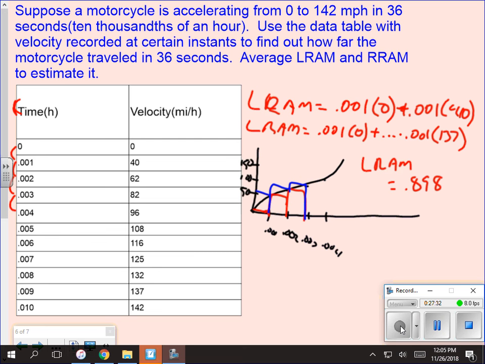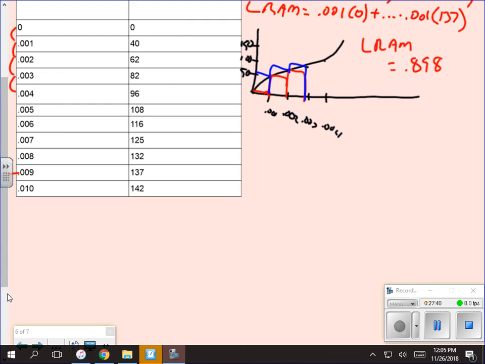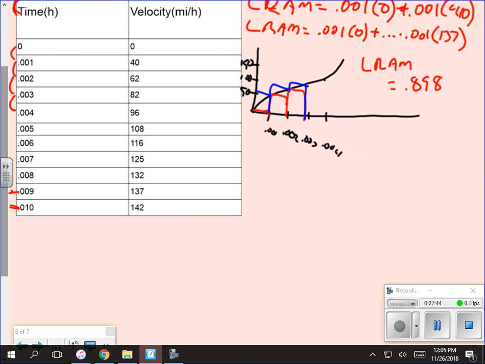Okay. Why is the last one not the last thing? Because when I do my last rectangle, this is the width of my last rectangle. Sorry about that. My last rectangle is that wide. I'm going up the left-hand side to find my left-hand height. That's my left-hand height.